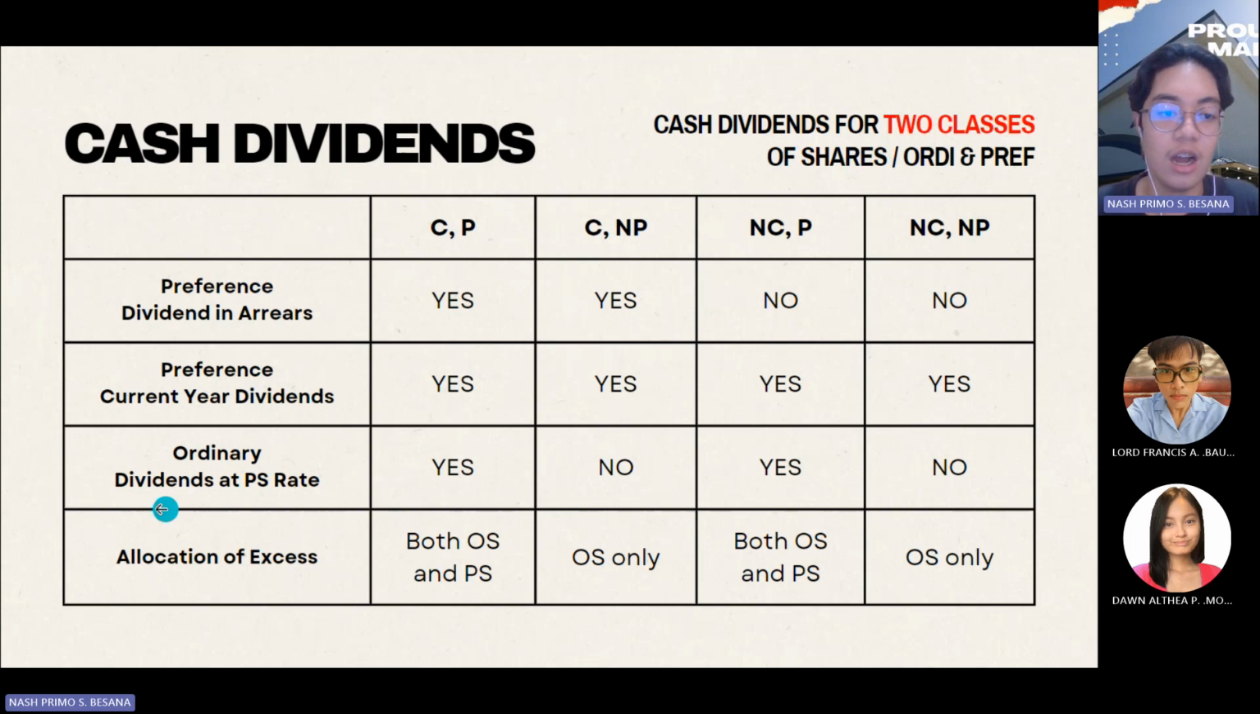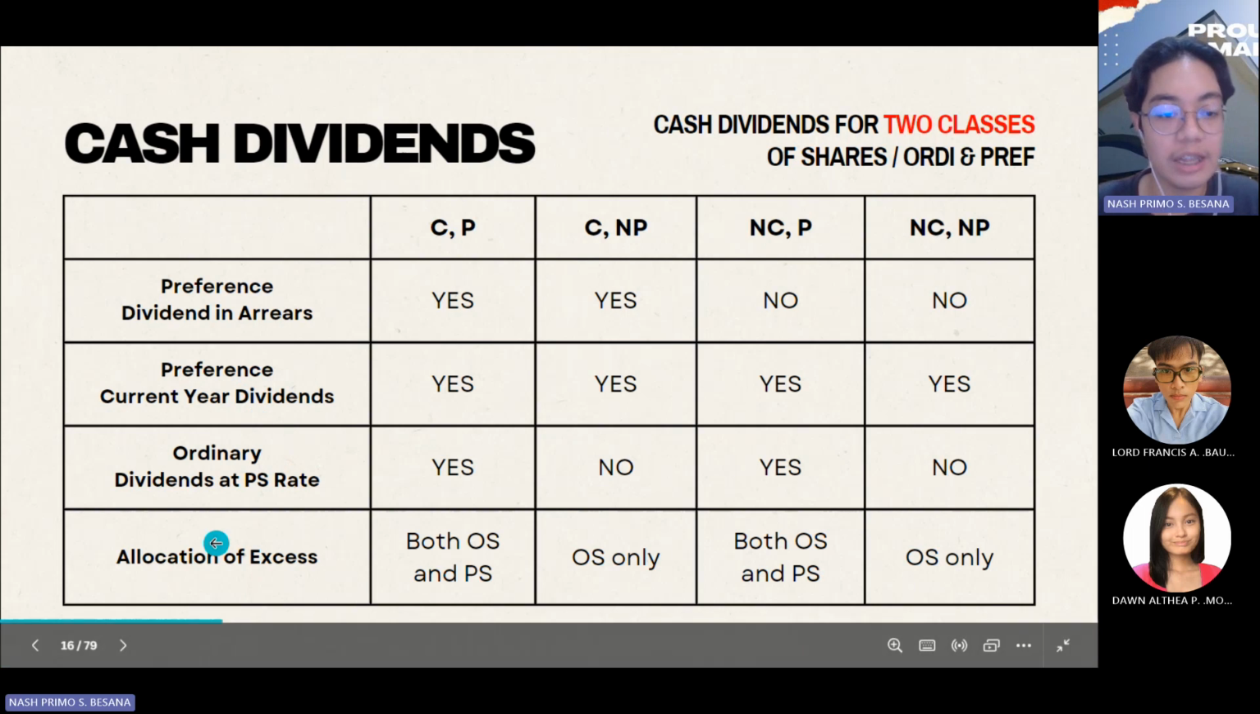And then next, yung kanina na sinasabi ko na dividends at preference rate sa ordinary shares, gagamitin lang tong concept na to kapag participating si preference shares. Kapag non-participating, we would ignore. Hindi natin gagamitin yung preference rate sa ordinary shares. Dito lang natin siya gagamitin sa second priority.